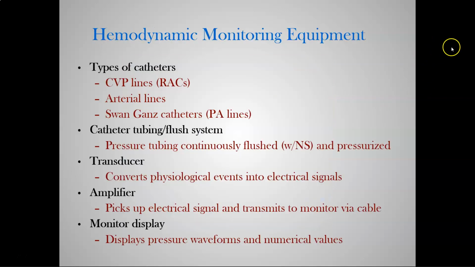Hemodynamic monitoring equipment. Okay, you definitely need to know your three kinds of catheters we're discussing. So we have our arterial lines, CVPs, and Swan-Ganz. You need to know how to flush the system. The base flush solution will always be normal saline. Okay, and when I say flush, that's how we clear the line out.